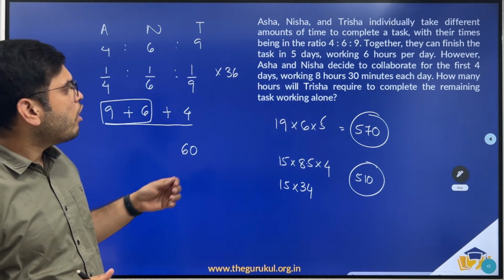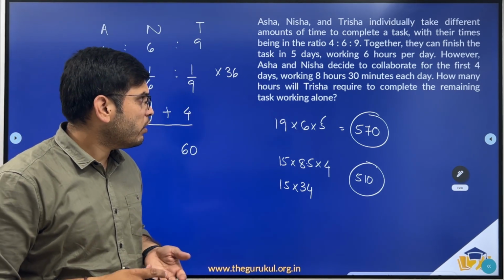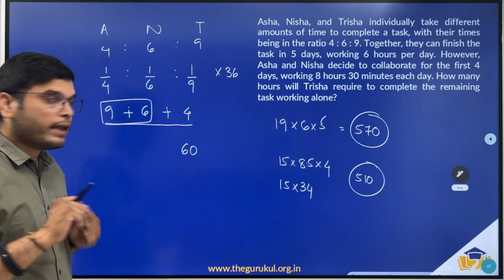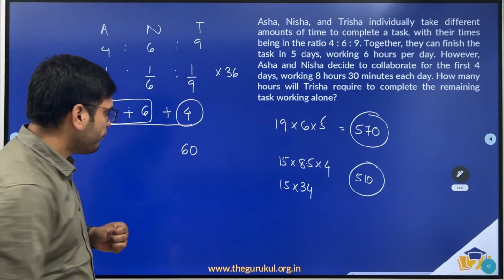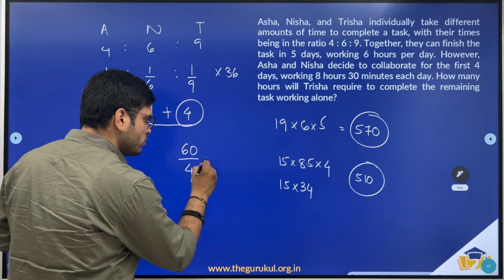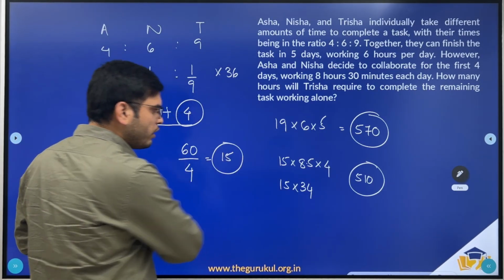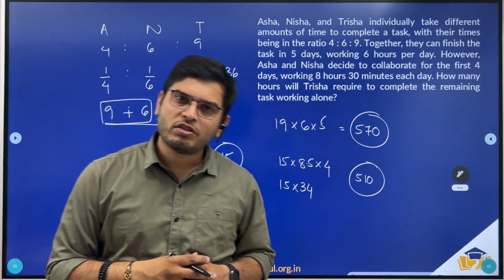Now what was asked? How many hours will Trisha require to complete the remaining task working alone? Now you have Trisha working alone with an efficiency of 4 units per hour. Now to complete 60 units, Trisha will be taking 15 hours. So 15 should be the answer to this question.